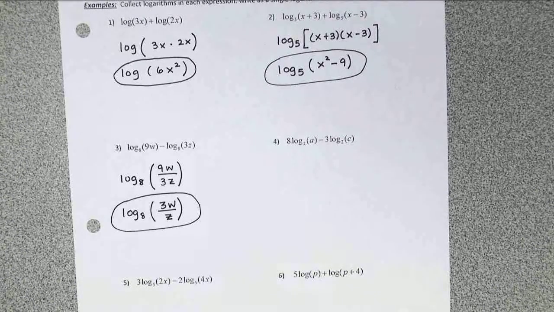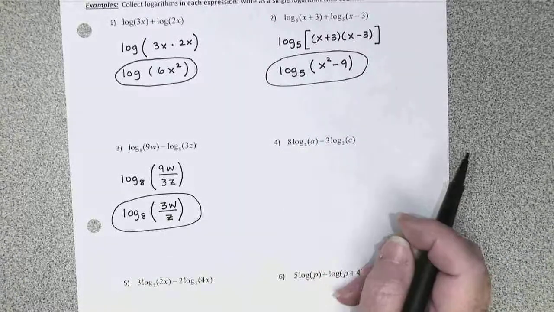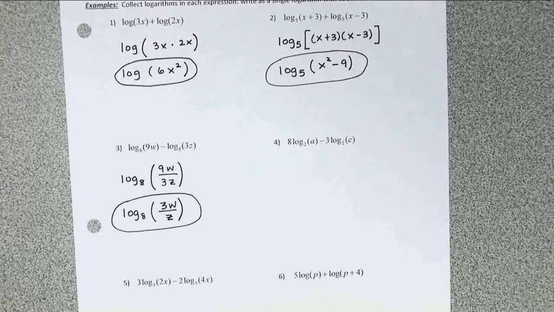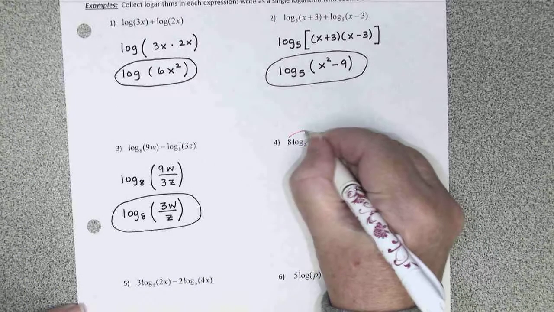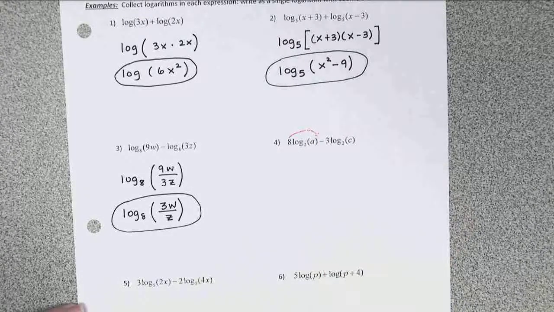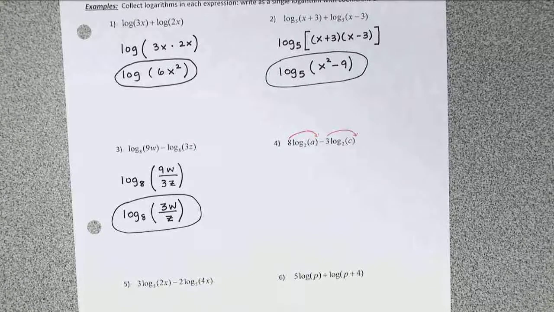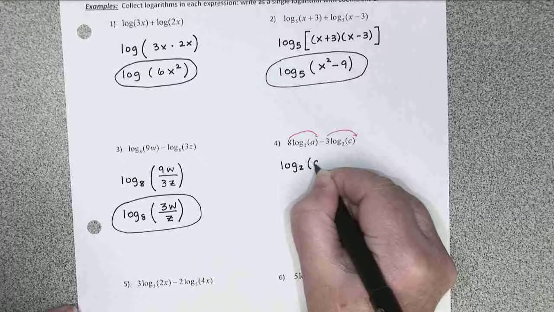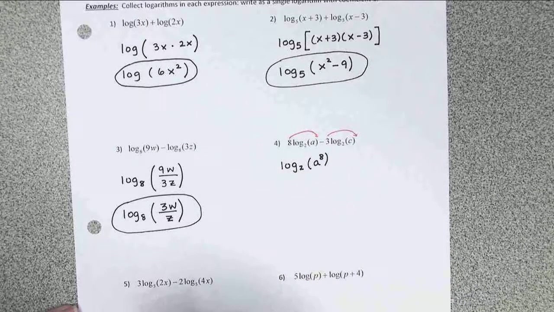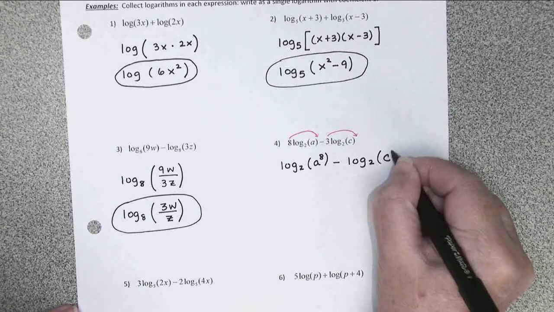In number 4, we have something new happening here. We've got some multipliers on our logs. When that happens, you always want to use the power property first. We're used to taking the exponents and bringing them down as multipliers. We're now going to do the reverse and take the multipliers and put them back up as exponents. So I have the log base 2 of a to the 8th power minus the log base 2 of c to the 3rd power.